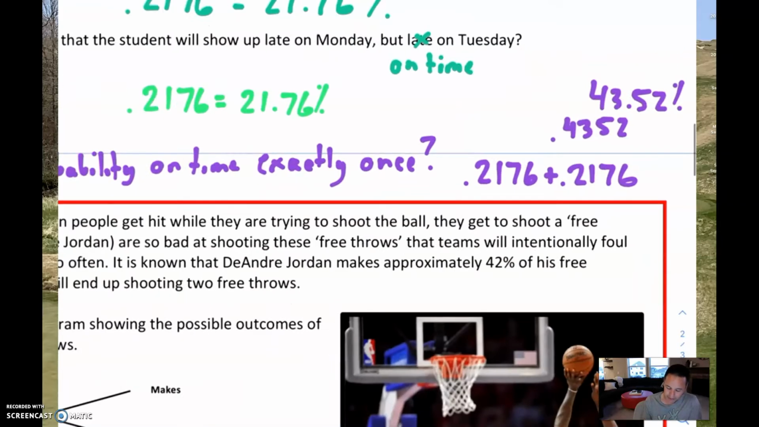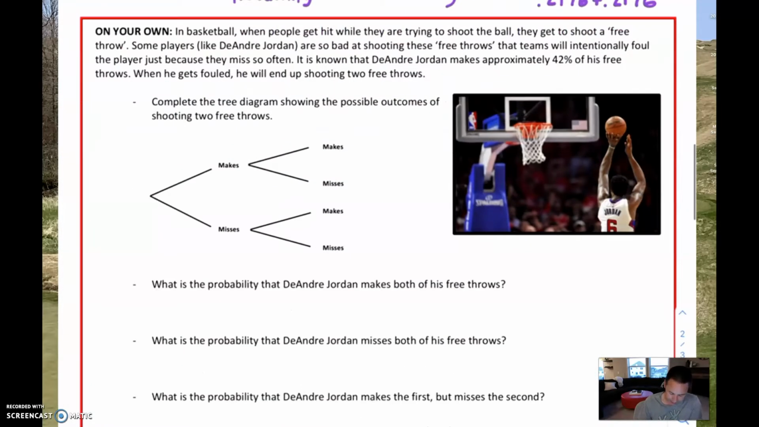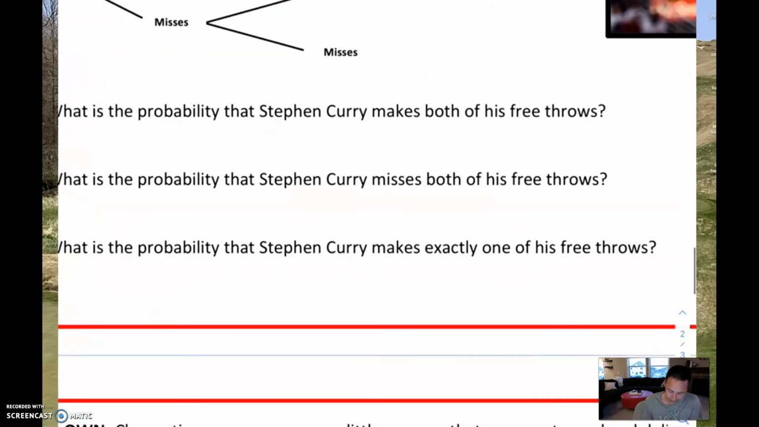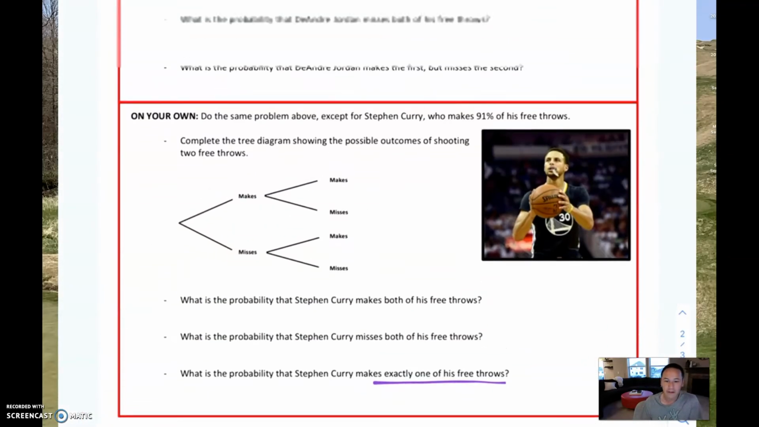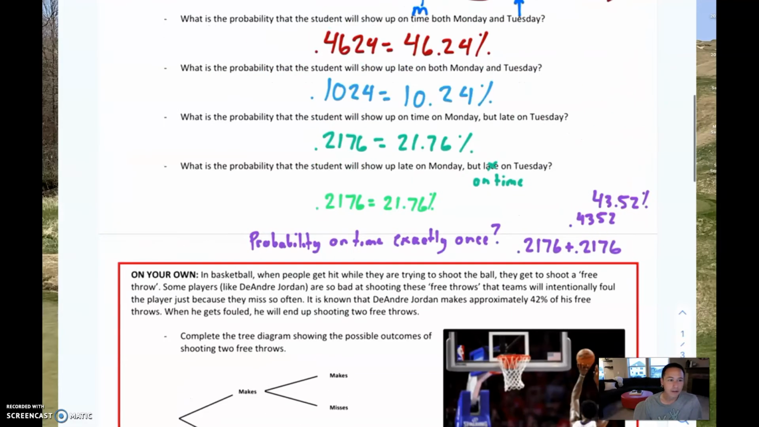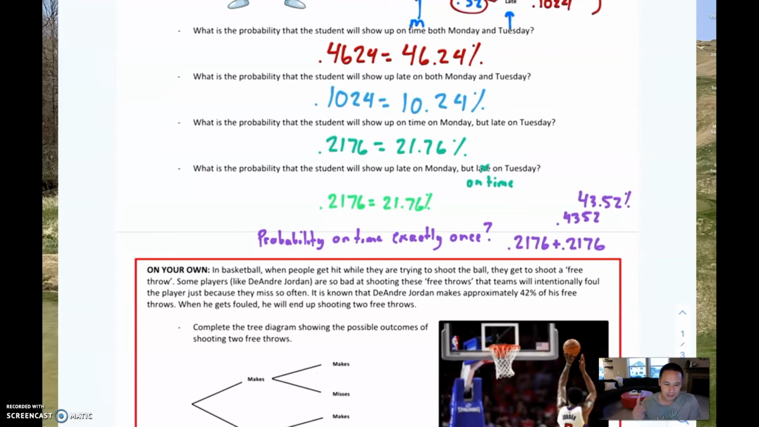So you might run into this type of question later on when we're talking about Stephen Curry shooting free throws. It asks, what's the probability that he makes exactly one of his free throws? So keep that in mind when you get to that question. But other than that, that should be it for these notes. You've got a couple to do on your own. Submit them on Schoology when you're done, and then hopefully you're ready for the quiz this week.